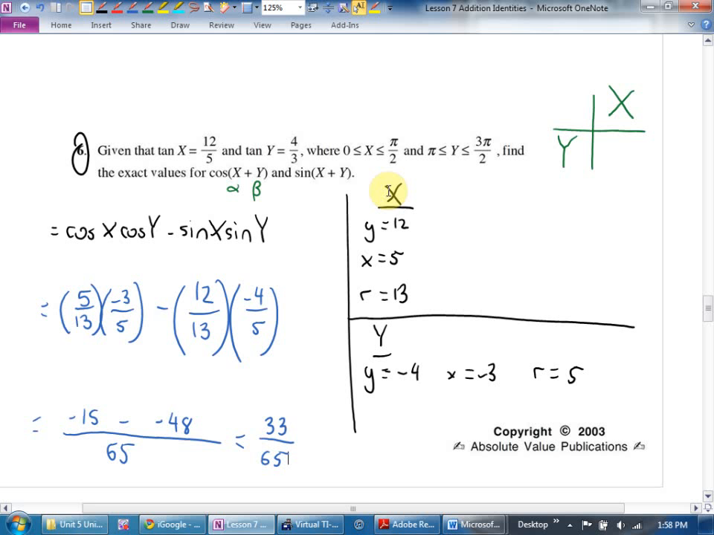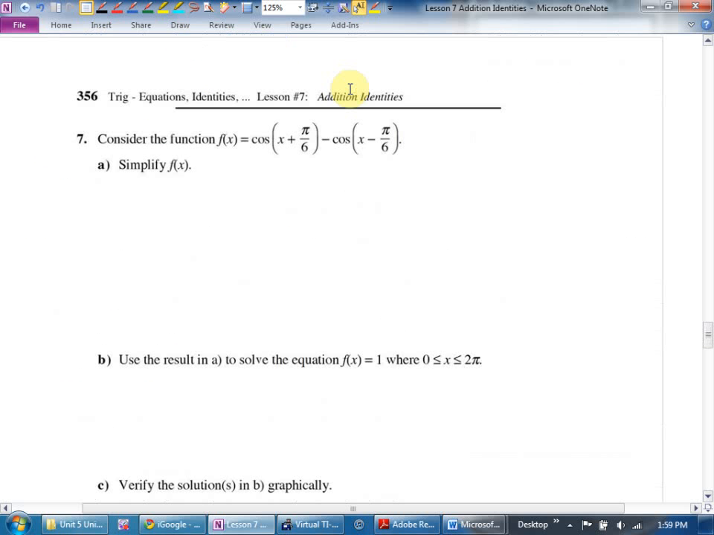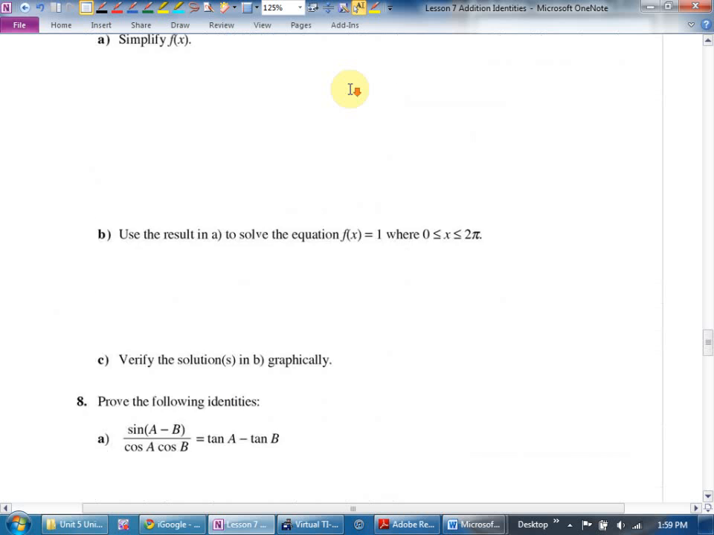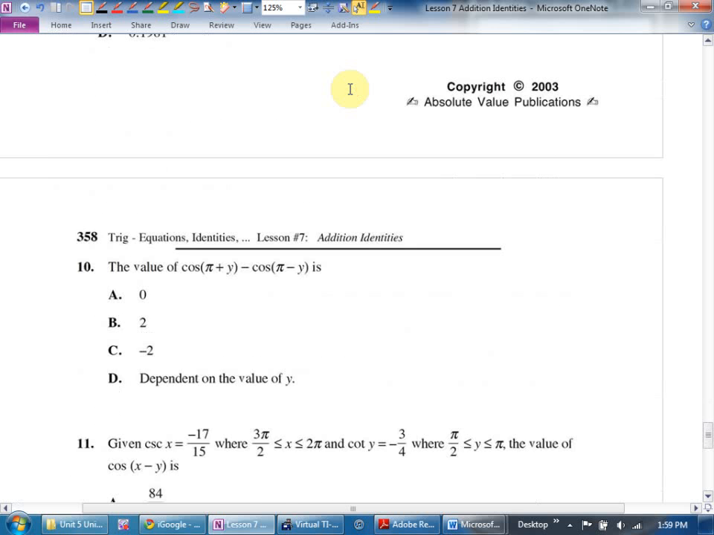Any others? 9? I don't think I signed 7, did I? Okay.